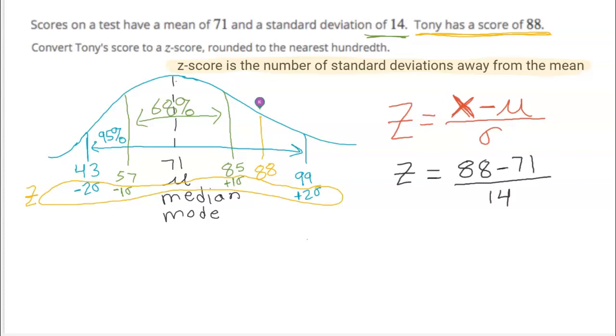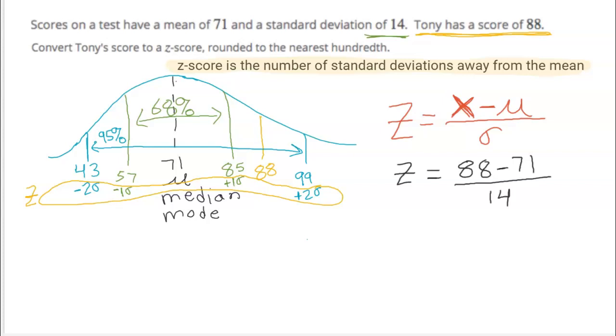Before we even calculate, right here is where Tony is, okay? You already know something about his z-score. Where is he roughly on the graph as far as the number of standard deviations away? He's a little bit more than 1 standard deviation away. Right. So we already know it's going to be 1 point something. It's between 1 and 2. Okay. Awesome.